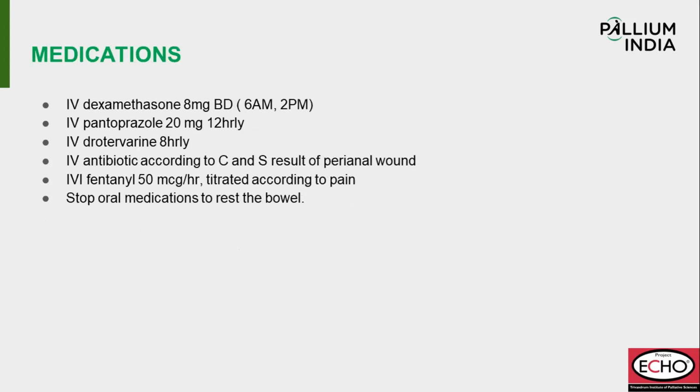So these are the medications that we gave to the patient. IV dexamethasone 8 mg BD, IV pantoprazole 20 mg 12 hourly, IV hyoscine 8 hourly, and IV antibiotics were given according to the culture and sensitivity results, and IV infusion fentanyl 50 microgram per hour, which was titrated according to his pain. At that time, we stopped all the oral medication to rest the bowel.